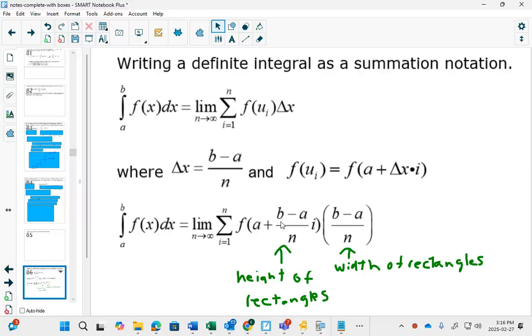And what you're going to be plugging in, we always have our starting point, which is our a value. That's whatever's at the bottom of your integral, because that's where your area is starting from. And then we see how many changes of x's did we add. We added i of them. We plugged that in for the x, and then we have our change in x there. So our height of our rectangles times the width of our rectangles.